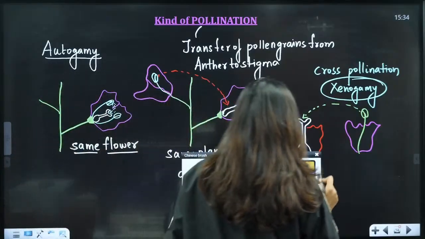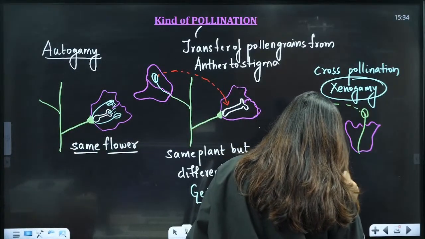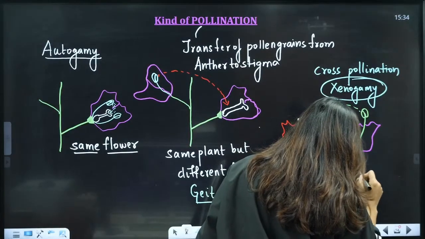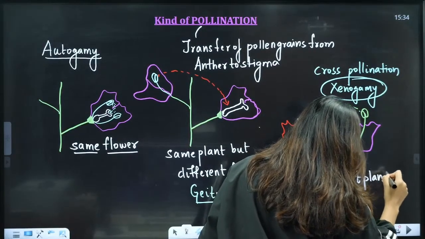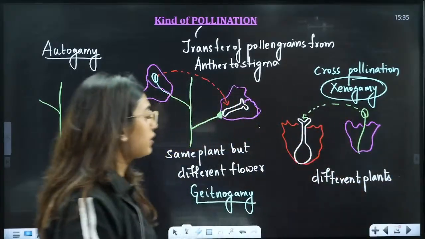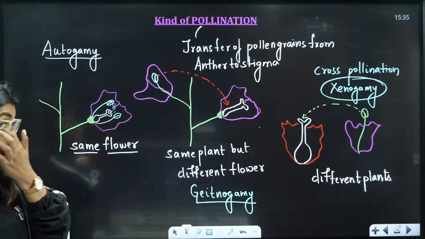So cross pollination means different plant. So, the transfer of pollen grains from anther to stigma of different plants. Clear? That is called cross pollination.